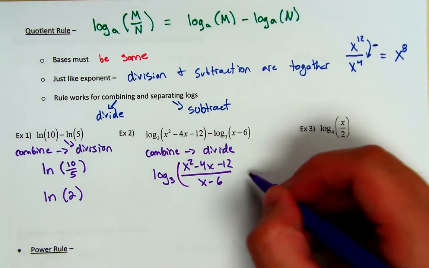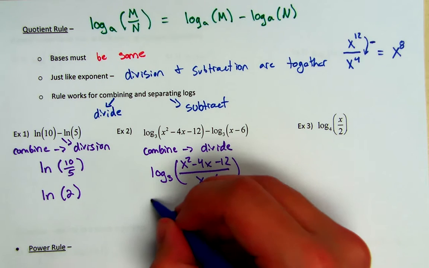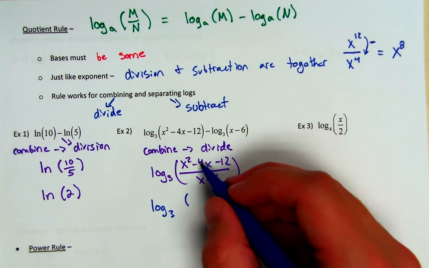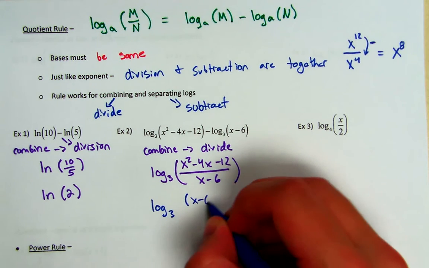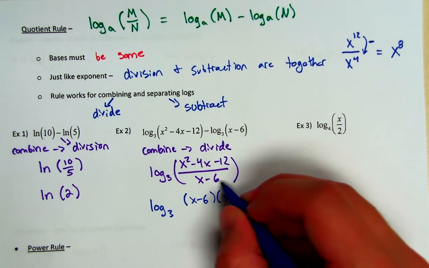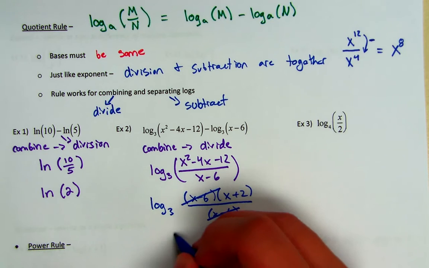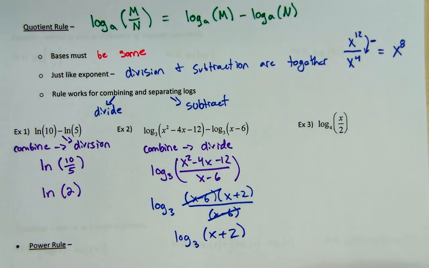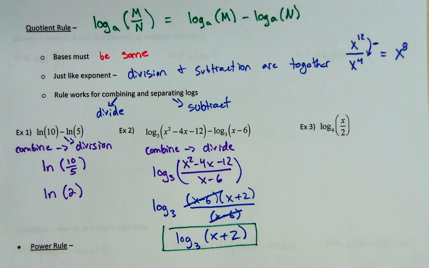Now I hope that some of you are like, well, can I factor that top part? You sure can. It should become log base 3. Well, I need 2 numbers to multiply to negative 12, add to get negative 4. Well, shouldn't we try to use x minus 6? Probably. So let's try x minus 6. Well, 6 times 2, but I want a positive 2, over x minus 6. So then your x minus 6's go away, and you're left with log base 3 of x plus 2. Now this is your final answer because we cannot pull apart addition. So you cannot pull that apart.